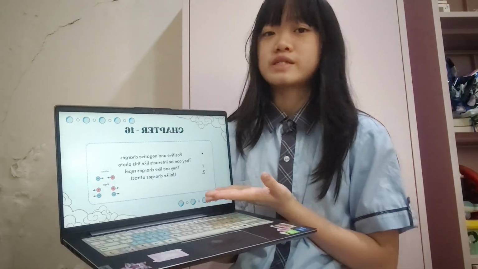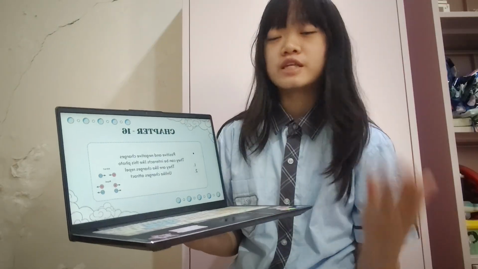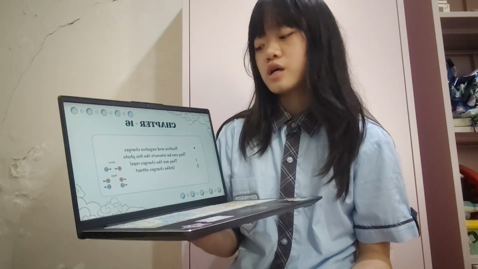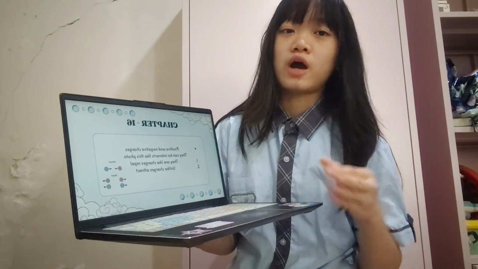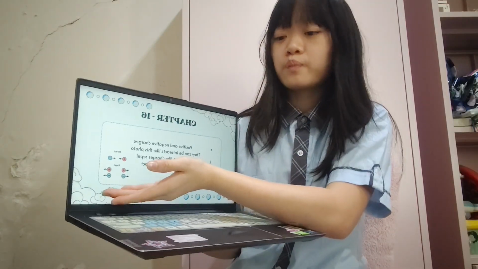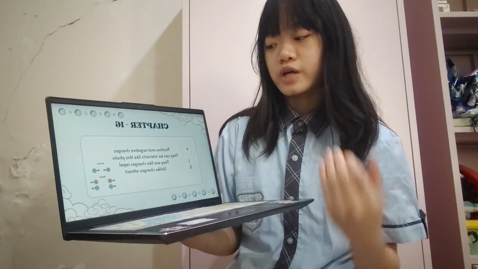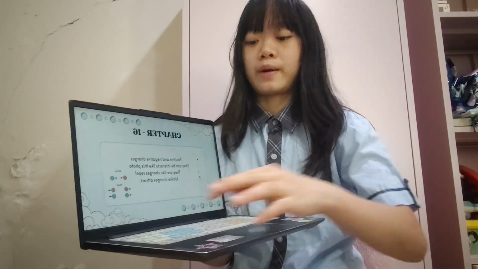And in chapter 16, I learned about positive and negative charges, which interact as shown in this photo. Unlike charges attract, and like charges repel.